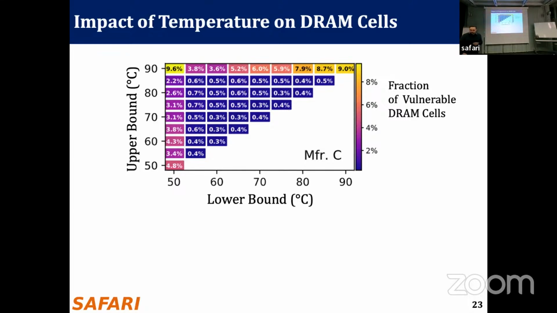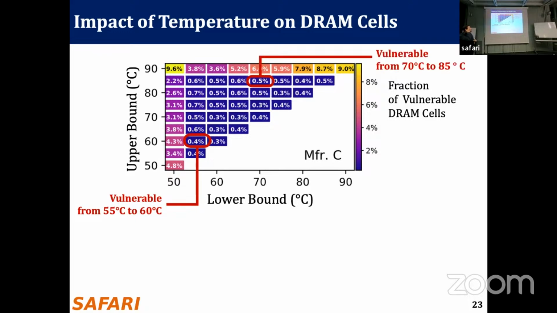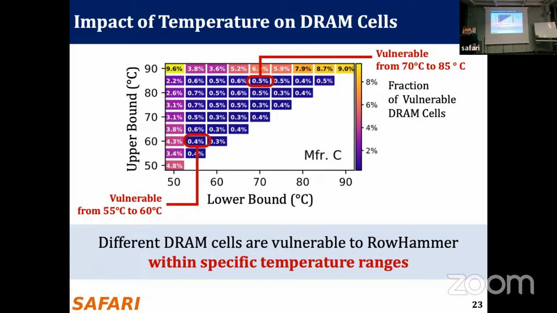I will give two examples of how to read this plot. For example, this 0.4% is annotated here. It shows that 0.4% of the tested DRAM cells are vulnerable from 55 degrees Celsius to 60 degrees Celsius, and they're not vulnerable beyond these limits. And here, 0.5% of the tested DRAM cells are vulnerable from 70 to 85 degrees Celsius. As a result, we observe that different DRAM cells are vulnerable to RowHammer within temperature ranges that are specific to them.